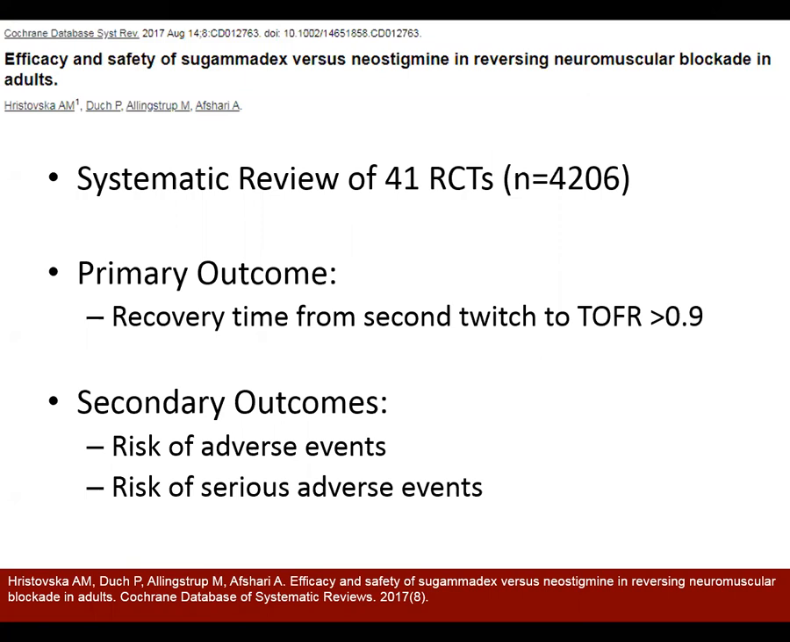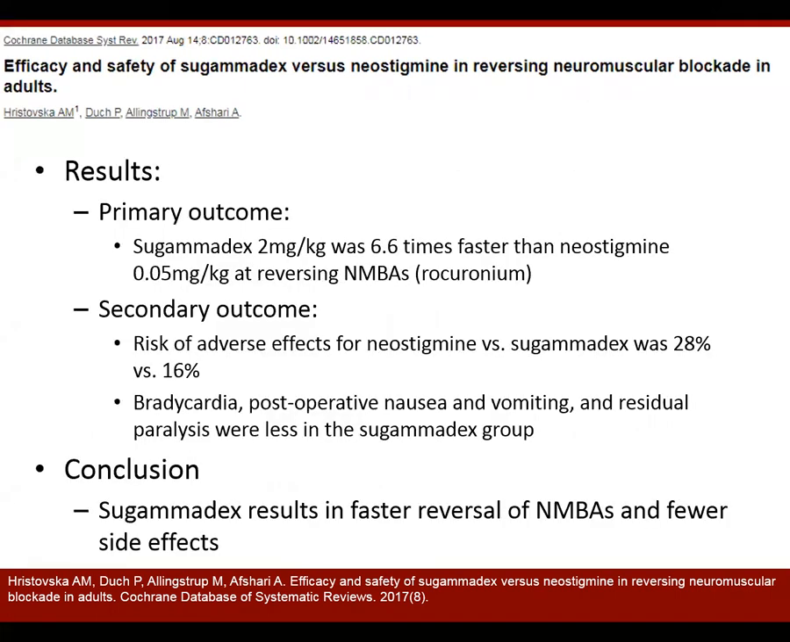So this article was a systematic review summarizing 41 randomized controlled trials. And the primary outcome that they were looking at was recovery time from neuromuscular blocking agents. They were specifically looking at recovery from rocuronium using reversal with neostigmine compared to sugammadex. And the secondary outcomes they were looking at were adverse effects. Essentially what they found was that sugammadex was associated with faster reversal time compared to neostigmine, and that neostigmine had more significant adverse effects. Again, those were the cholinergic effects that we already discussed, such as bradycardia and nausea and vomiting. So ultimately, this led to the conclusion that sugammadex allows for faster reversal and fewer side effects.